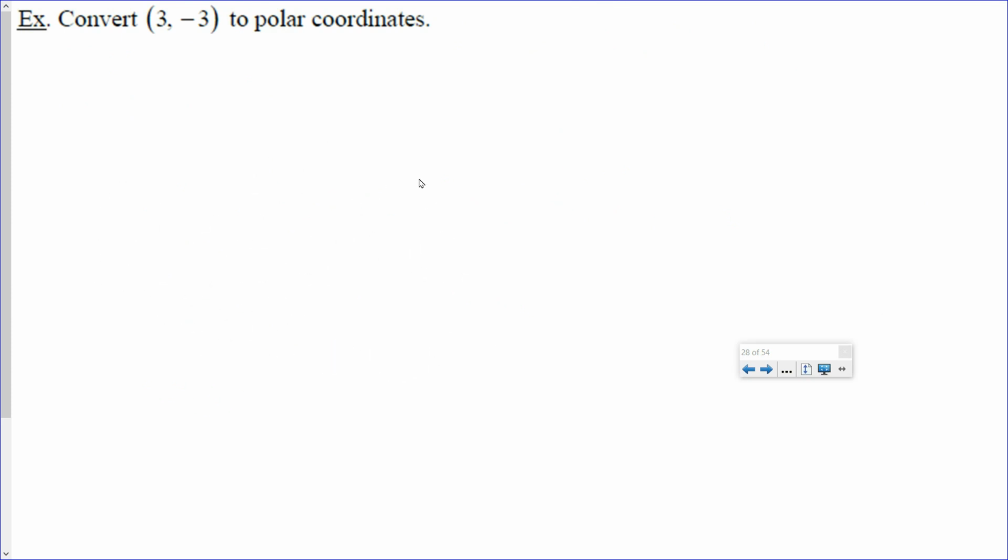Let's think about our goal. What is it that we want? Polar. What does polar look like in calculus talk? R, comma, theta. Now that we know what we want, let's think about what we have. If these are polar coordinates, then these must be rectangular coordinates. Think about calculus talk: what is your 3 really? x. What is your negative 3 really? y. So I've got x, I've got y.